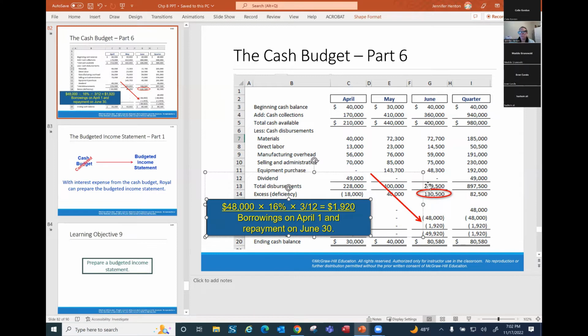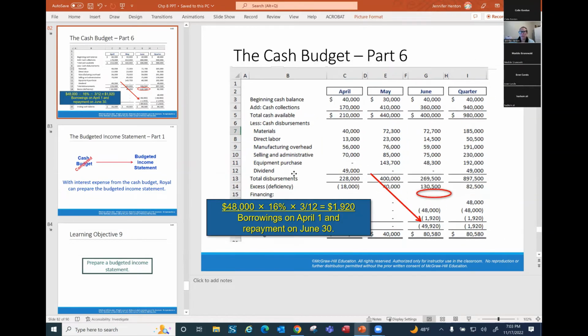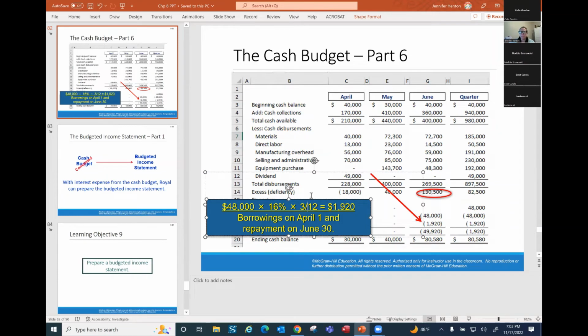So we add all of our disbursements up and we deduct them from the cash to see what we have. Do we have an excess or a deficiency? We have an excess of $130,500. So now I have enough that I can pay that money back.